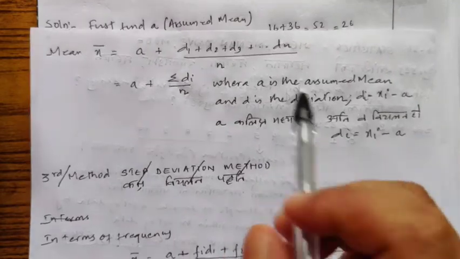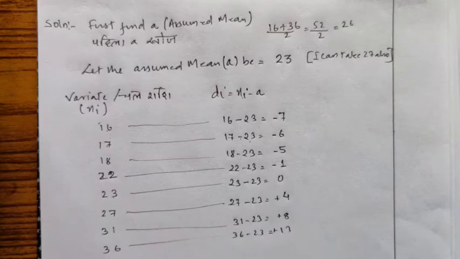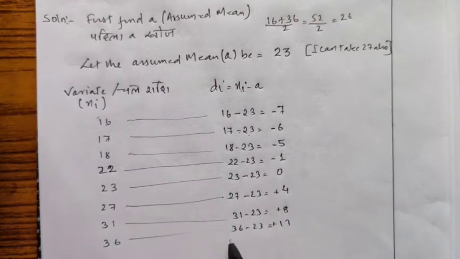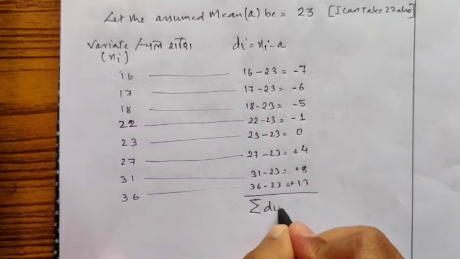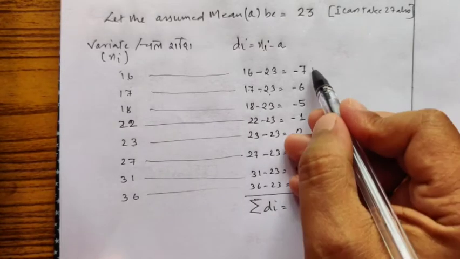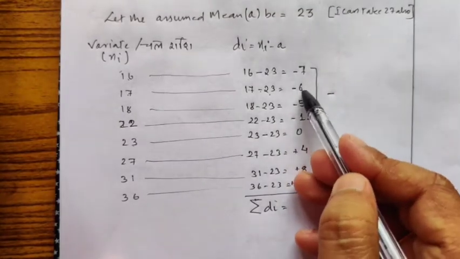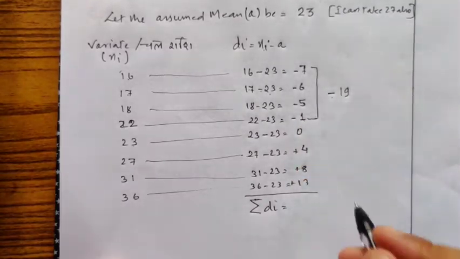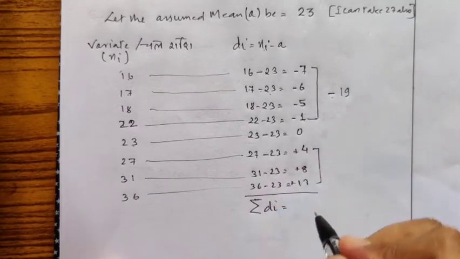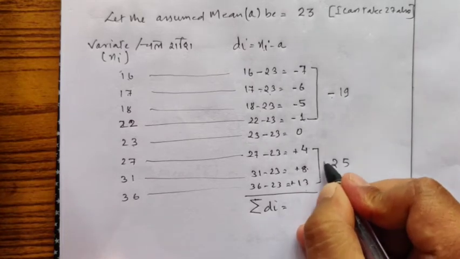According to the formula, I need summation di. Summation di means I need to add all the di's. Yes or no? Now how will you find summation di? Firstly, all these are minus signs, so put a minus sign out here. Add 7 and 6, 13, 13 and 5, 18, 18 and 1, 19. But we'll have a negative sign. All these are 0, you can ignore 0. All these are plus signs. 4 and 8, 12, 12 and 13 is 25. But this is plus 25.